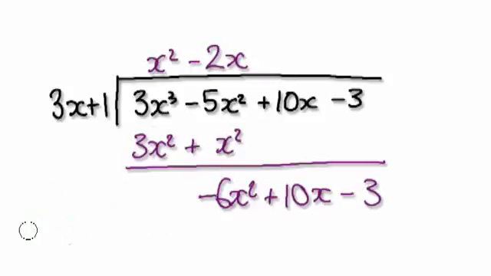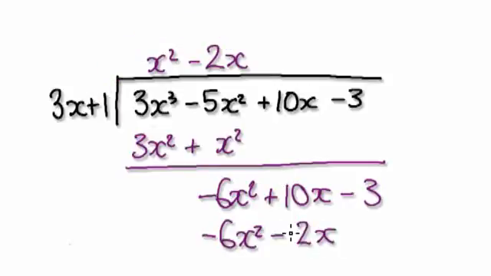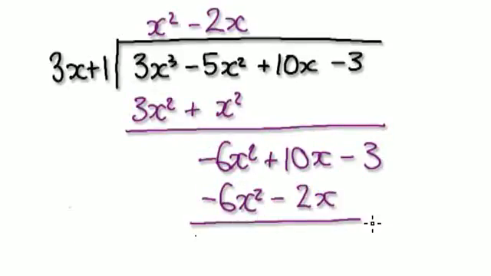Okay, so bear with me. So now we get this times this whole thing here. So that would be negative 6x squared, and then negative 2x. So now we get this, take away this, so that would give us 12x, and then minus 3.